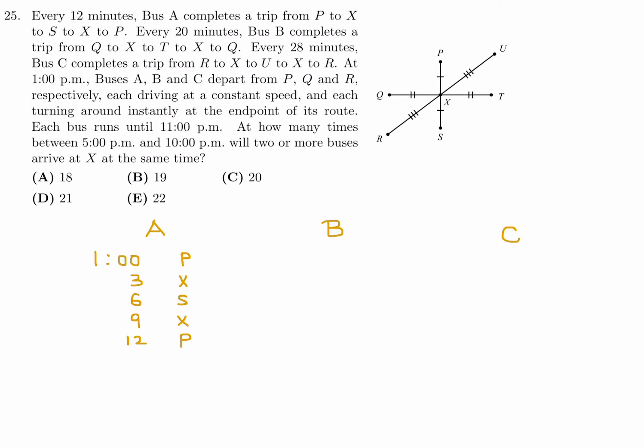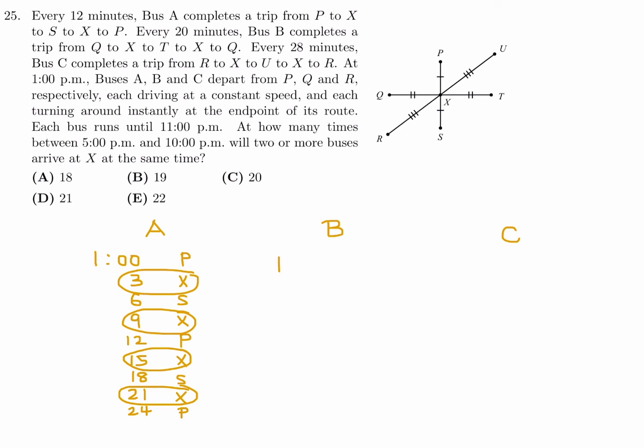And in a very similar way, if you keep going 15, 18, 21, and 24, it would again be X, S, X, P. So obviously, it's at X at these times. And as you can clearly see, it starts at 3, but every 6 minutes it's back at X.